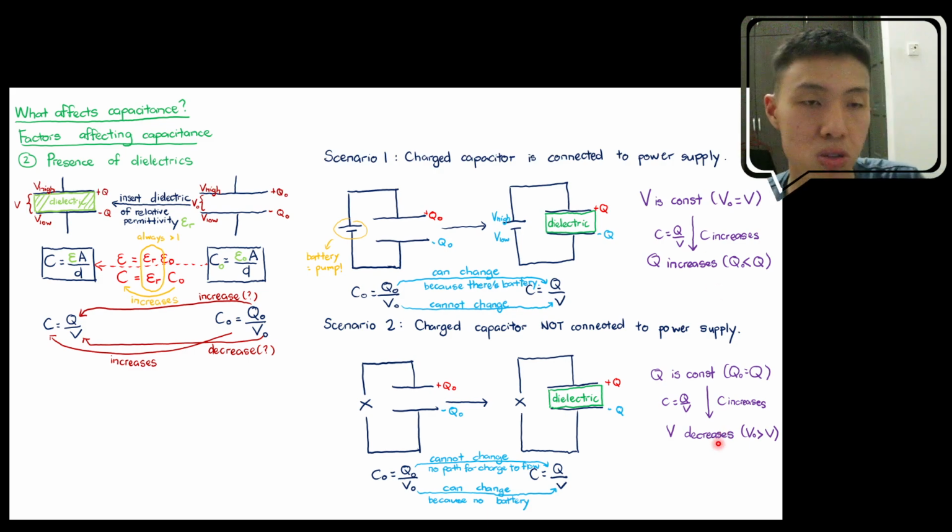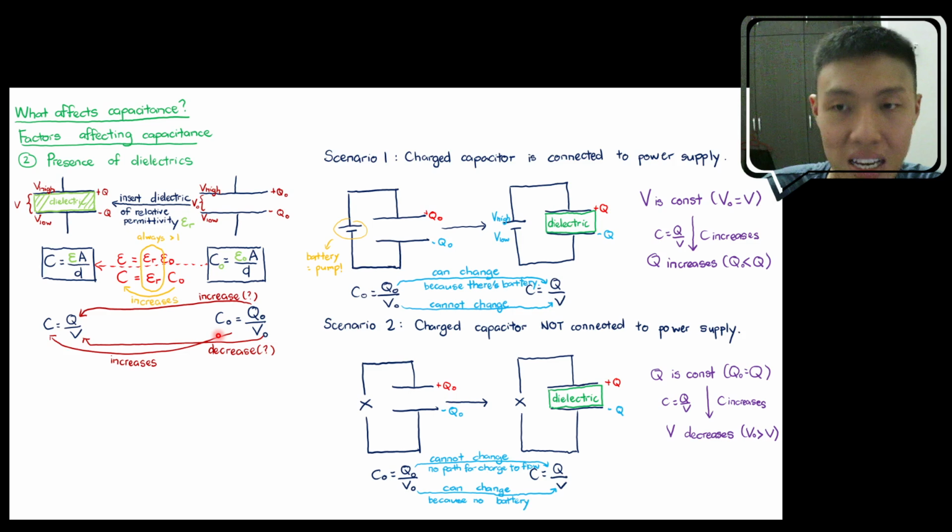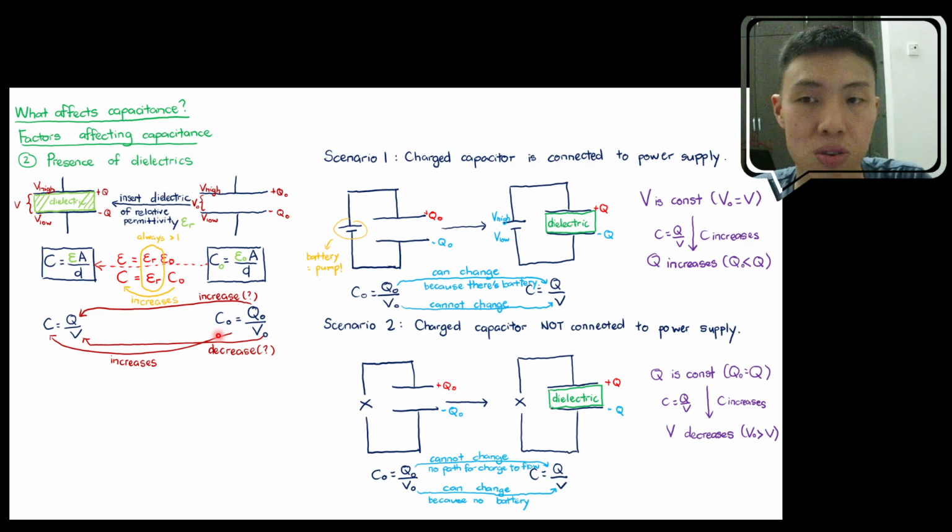Okay, so these are the two different scenarios that might happen if you insert a dielectric. If you insert a dielectric, we know that C must increase. So if C must increase, it must correspond to either Q increasing or V decreasing. So when does Q increase? If you have a pathway to flow. If you have a pathway to flow, Q increases. But if you have no pathway to flow, Q cannot change. So Q will remain constant.